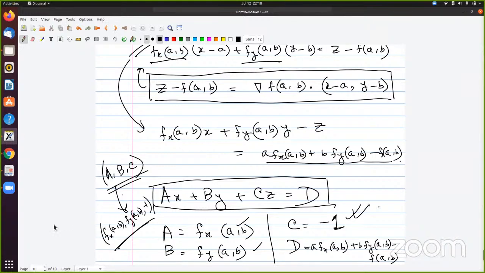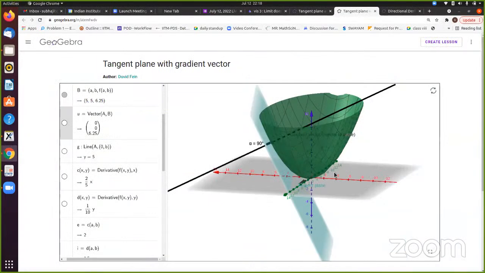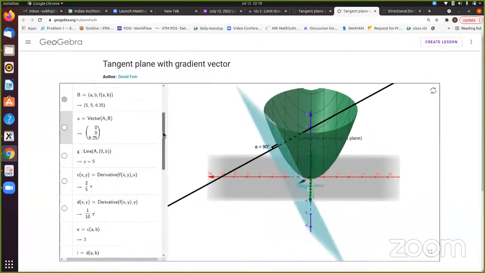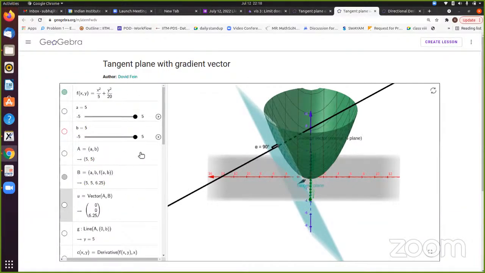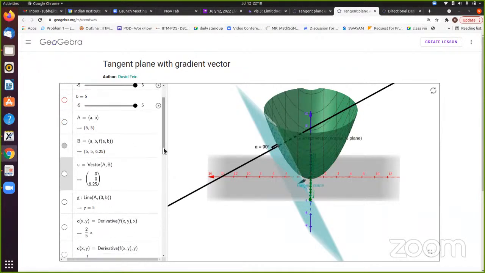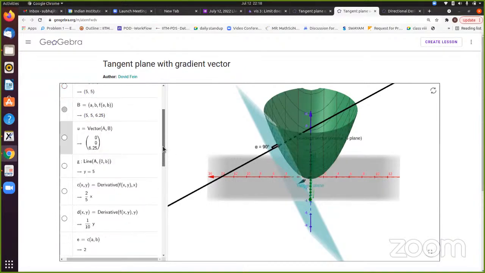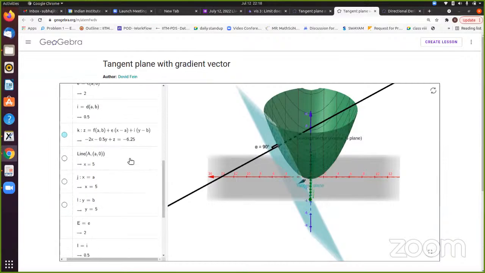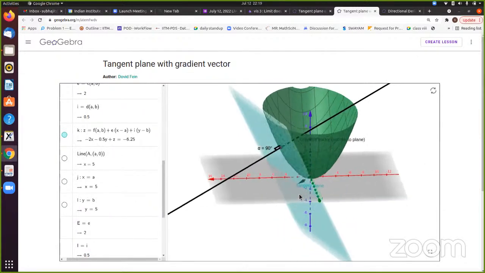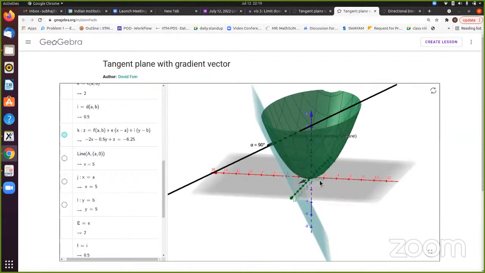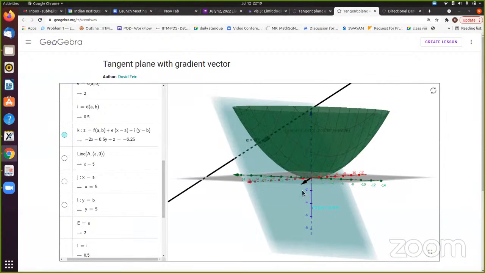Okay, great. So now if we go back to GeoGebra, this is exactly what we have done here. This was our function. At 5 comma 5, we are calculating this. So the point is 5 comma 5 comma f of 5 comma 5, that is 6.25. They have calculated that, and the vector is taken as 0, 0, 6.25. They have calculated all this, and the plane they eventually got is like this. This is the equation of the tangent plane, and the vector which I have shown below is the gradient vector, which is perpendicular to the tangent plane.